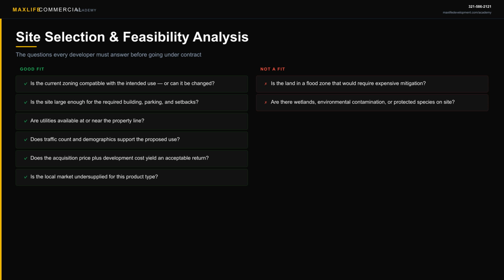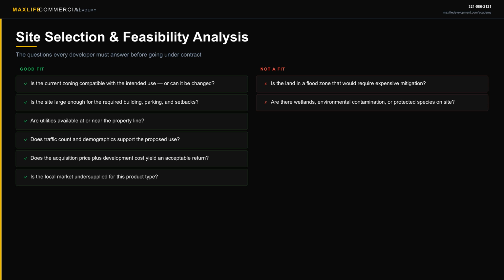Third, utilities. Sewer, water, electric, and telecom all need to be at or near the property line. Extending utilities across a significant distance adds cost and time that can kill your pro forma.